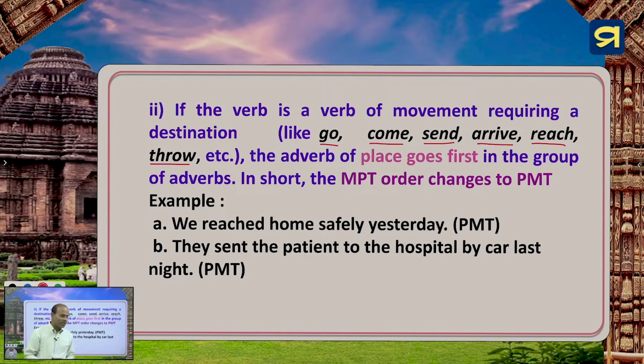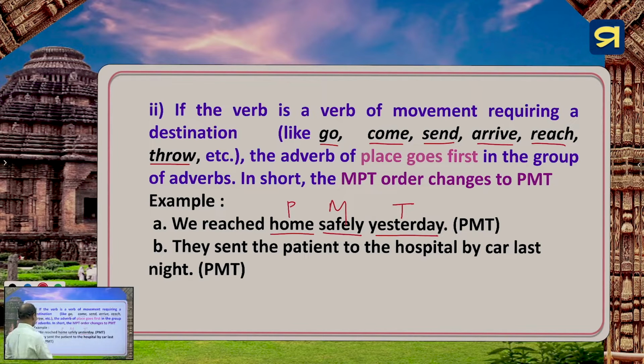We reached home safely yesterday. Where did we reach? Yes, you are right, home. We reached home. How? Then comes safely. So home is the adverb of place, and safely is the adverb of manner. And if we put a question, when did we reach? Then comes yesterday. So this is the adverb of time. Now we have got here P, M and T.